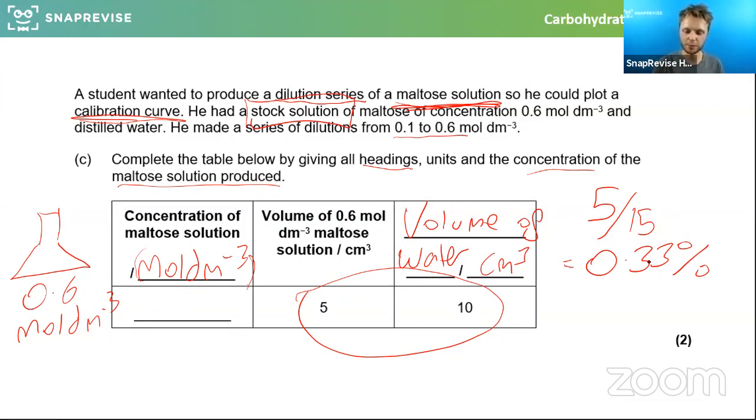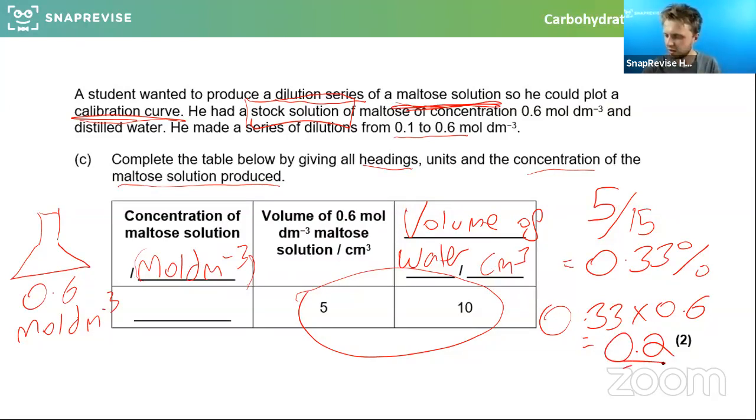In terms of then working out what my solution is going to be, I've started off with 0.6 mole per decimeter cubed. I don't know if you can see that little red thing moving around. I've started off with 0.6 mole per decimeter cubed of my stock solution. So you just finish this by doing 0.33 multiplied by 0.6. When you do that, let's check my maths. Excellent. You should get 0.2. So in this question, the concentration of maltose solution I've got is 0.2 moles per decimeter cubed.